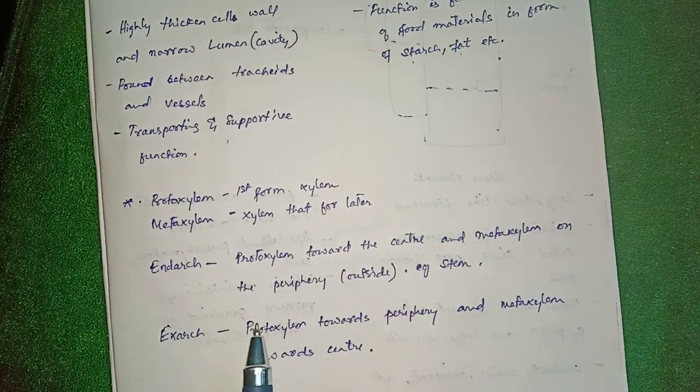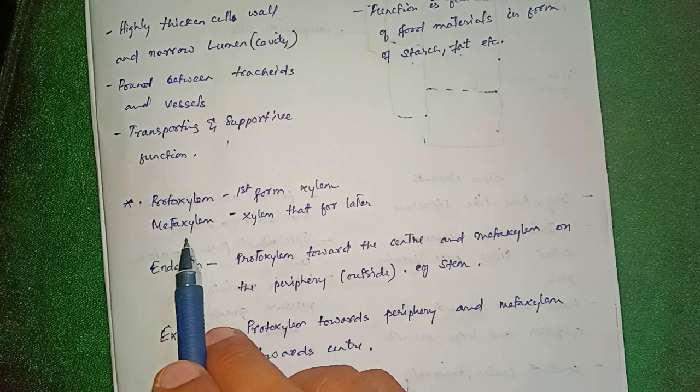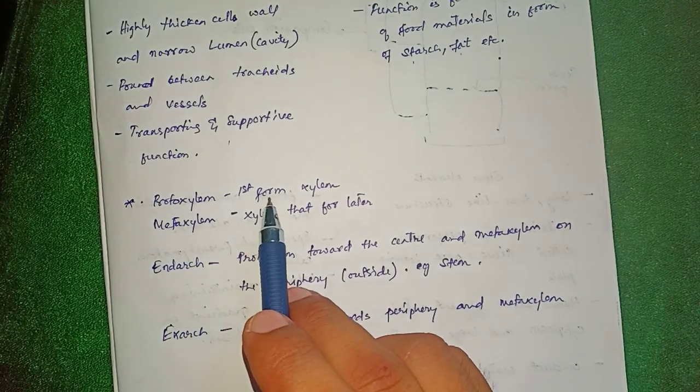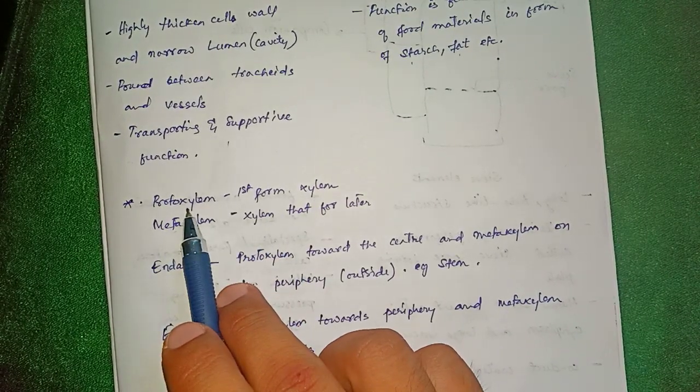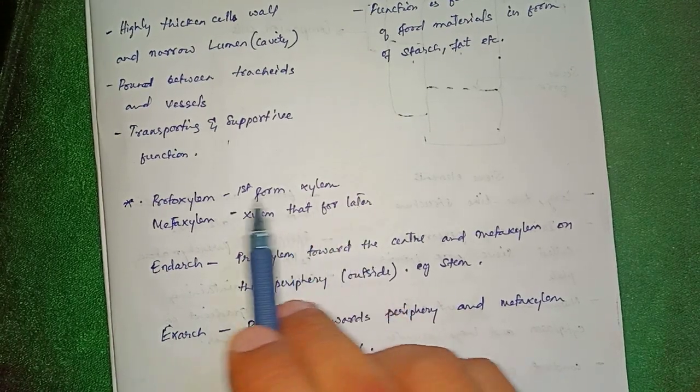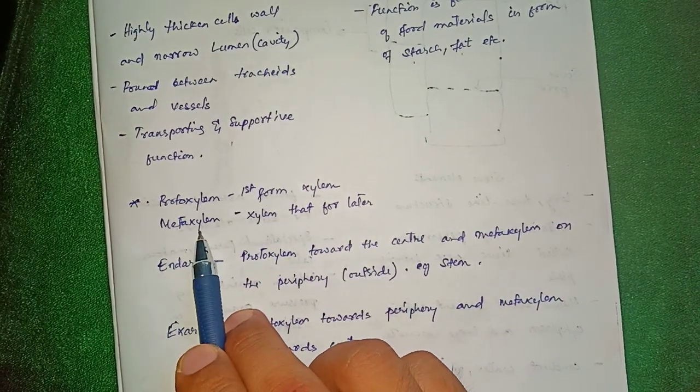The primary xylem is of two types: protoxylem and metaxylem. The first formed xylem is called the protoxylem, and the xylem that forms later on after the protoxylem is called the metaxylem.